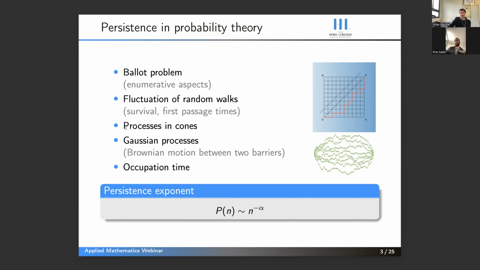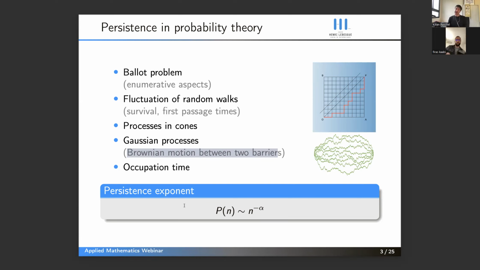And all these examples are in fact discrete random walks, but of course we also have diffusions. And if we have continuous processes, we have exactly the same questions. One famous subclass of diffusions is given by Gaussian processes like Brownian motion. In classical books about stochastic calculus, we have beautiful formulas, for example, for Brownian motion between two lines, or this kind of probabilities related to special functions. And again, we can say that these are persistence probabilities.